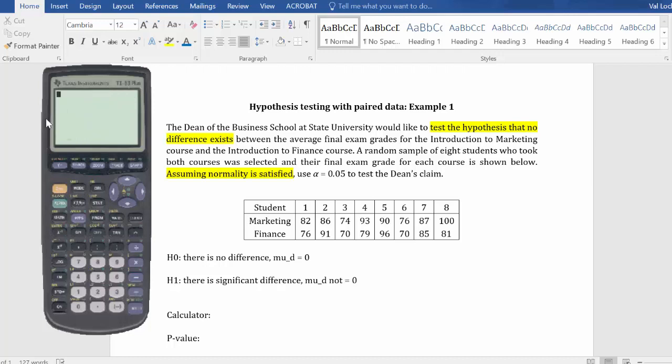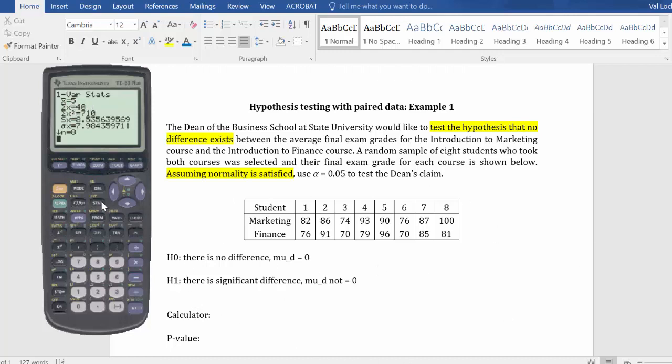And if you want to get an idea what the average is for the difference, we can do one variable statistics on L3 and see that the average difference is roughly 5. You get all of the other statistics here, but x bar is 5. This is the average of all the differences for this particular sample.